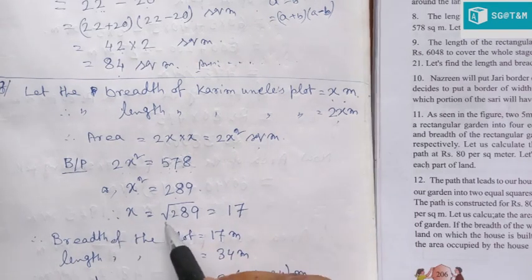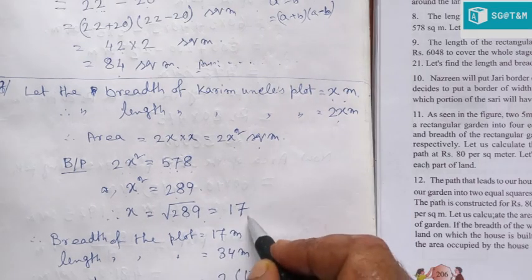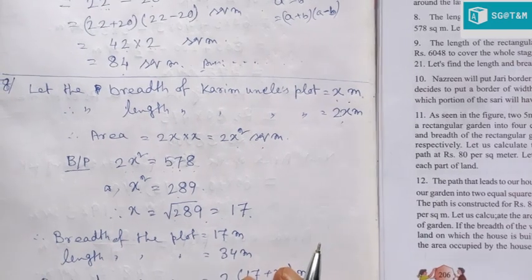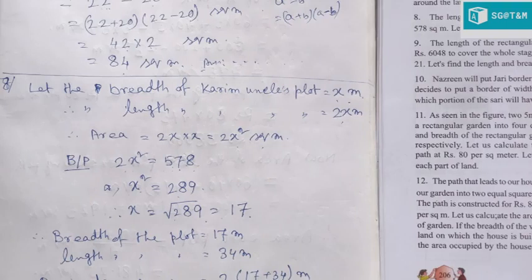Therefore x is equal to square root of 289, that is 17. Square root we have already done in the previous class. Square root of a fraction, square root of a number, square root of a decimal number are already known to all of you. We take positive sign only. If we take the square root, we get plus or minus 17.